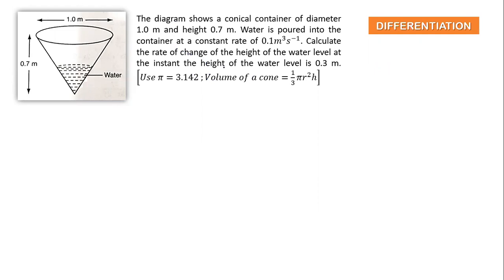The diagram shows a conical container of diameter 1.0 meter and height of 0.7 meter. Water is poured into the container at a constant rate of 0.1 meter cube per second. Calculate the rate of change of the height of the water level at the instant the height of the water level is 0.3 meter.